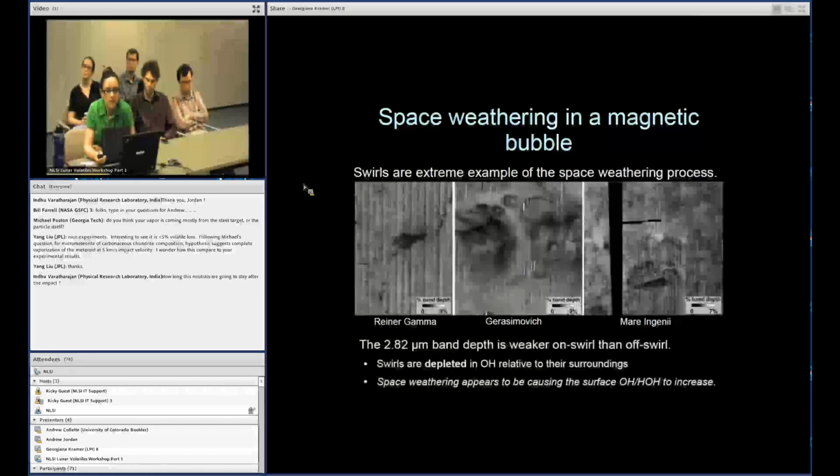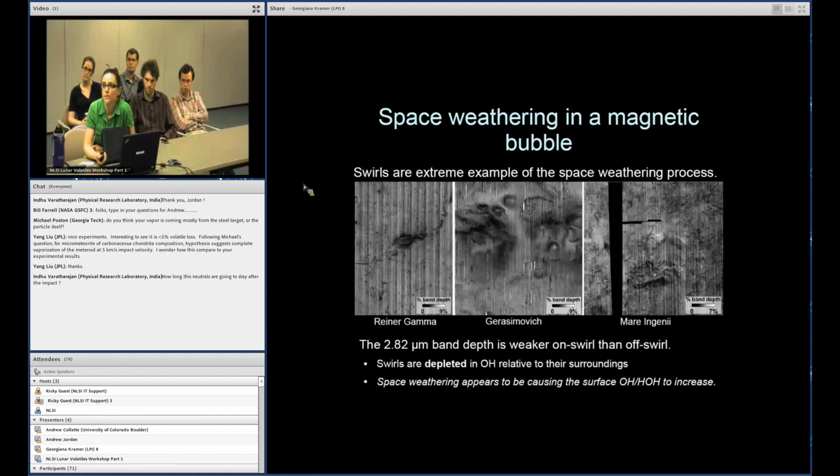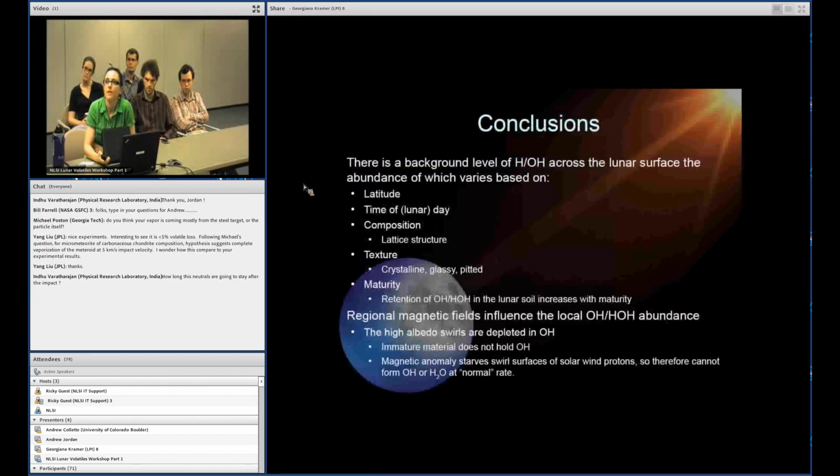In this 2.82 micron band depth image, the high albedo swirls appear darker, or having a lower hydroxyl feature, than off-swirl regions. And again, this is indicating that space weathering appears to be causing the surface abundance of hydroxyl and water to increase with maturity. So in conclusion, there is a background level of hydroxyl and water across the lunar surface.